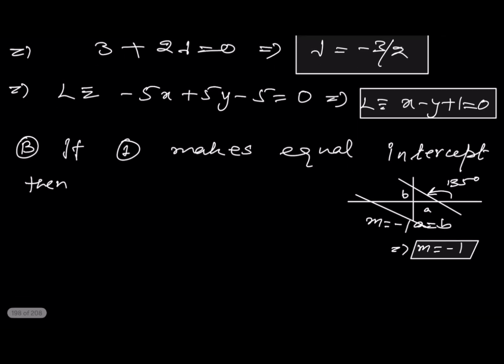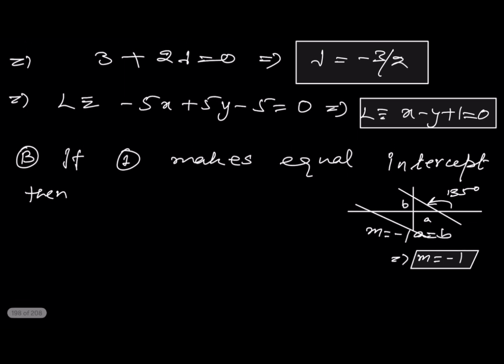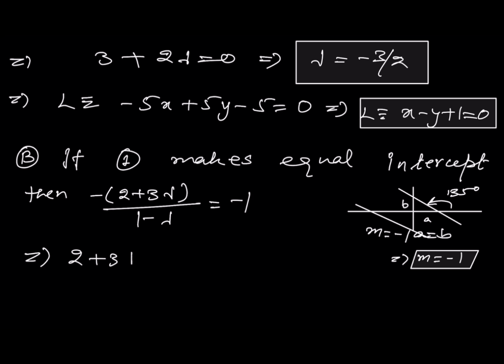So from here I can say slope of 1 is minus times coefficient of x upon coefficient of y, then minus times 2 plus 3 lambda upon 1 minus lambda is equal to minus 1. From here I will get 2 plus 3 lambda is equal to 1 minus lambda, or lambda is equal to minus 1 by 4.